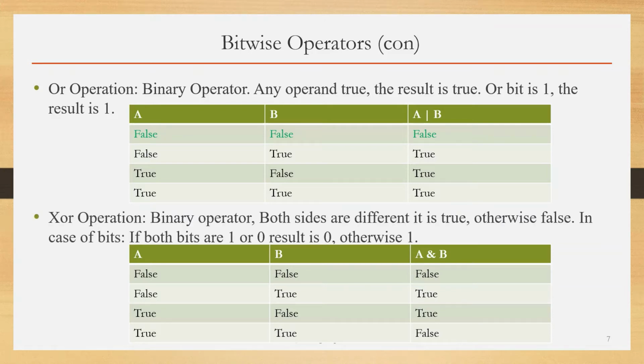Okay, now the XOR operator. The XOR operator is represented with the caret sign. That was a typo, consider it the XOR operator, represented by the caret sign. It is a binary operator. If both sides are different, it is true, otherwise false. In case of bits, if both bits are 1 or both are 0, the result is 0, otherwise 1. So if A is false and B is false, the result is false. A false, B true, the result is true. A true, B false, the result is true. A true, B true, the result is false. So when both values are the same, both true or both false, the result will be false. That is the XOR operation.